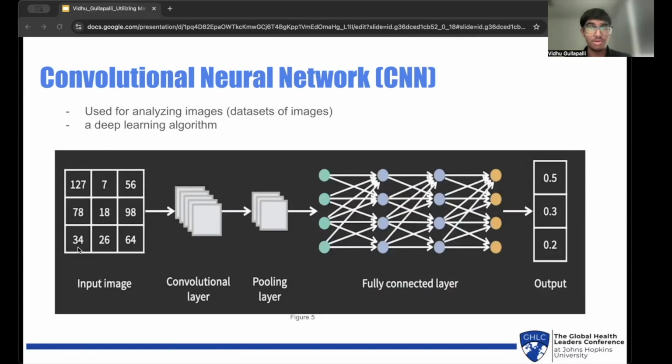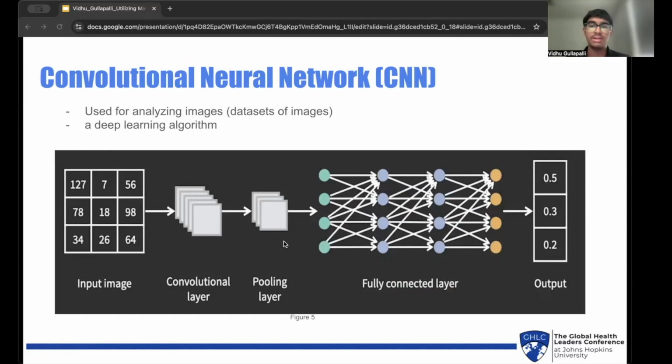So first we have an input image, which the model receives as pixel grids because that's how machines interpret images. These pixels represent the color intensity values of these images, and then it goes on to the convolutional layer. This layer looks at small parts of the image at a time using special tools called filters. Each filter slides over the image, checking for simple shapes to find patterns, and goes on to the pooling layer.